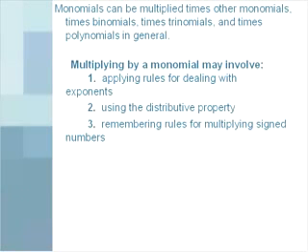So just some things about monomials. They can be multiplied times other monomials, times binomials, times trinomials, and times polynomials in general. Something's a monomial if it's a product of numbers and variables. If it doesn't have any addition or subtraction, you know it's a monomial.